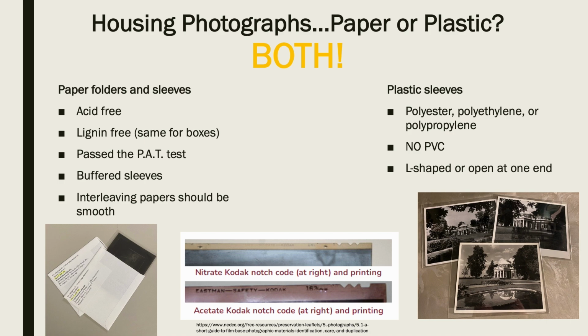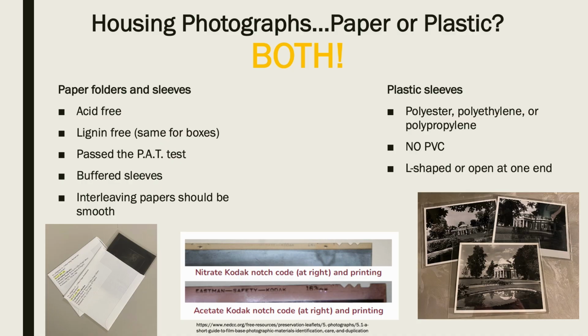You want to look for things that say they are acid-free and lignin-free. The same goes for archival boxes. You want something that has passed the photographic activity test, and there will be a label that says PAT test. You also want buffered sleeves. This means it will take into account the pH of the item and not exacerbate fading. Interleaving papers should be smooth.